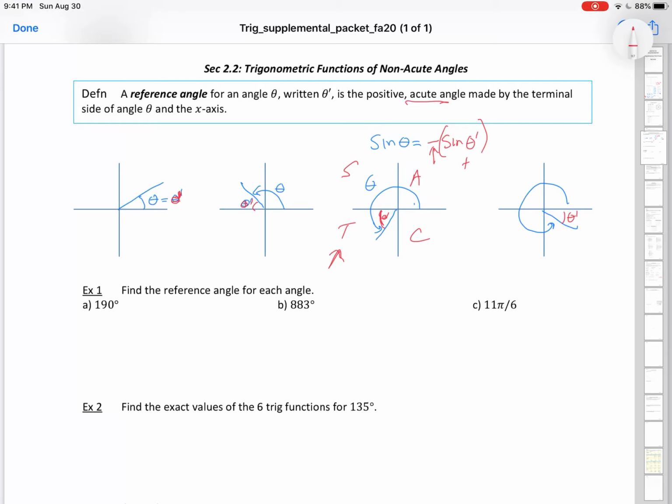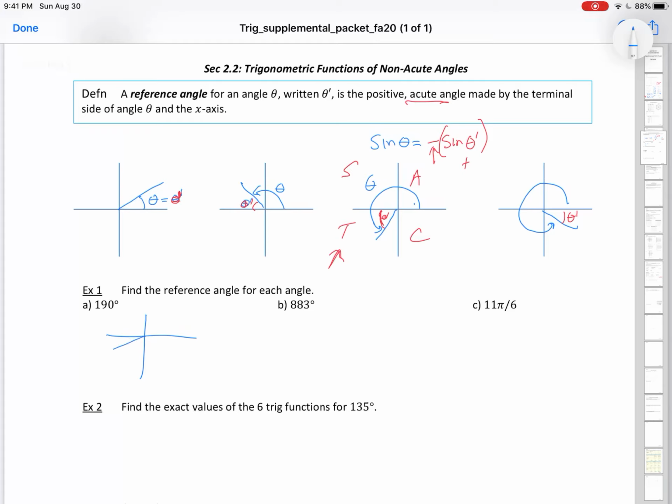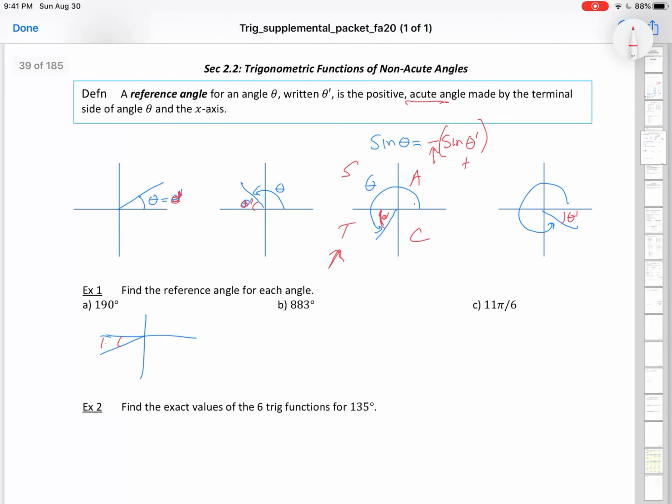So if we go and find the reference angle for each one of these down here, the 190 degrees, well, where is 190 degrees? 190 degrees is beyond 180 degrees. How far beyond? Well, however far beyond, that's our reference angle, and we're 10 degrees beyond. So the reference angle for 190 degrees is 10 degrees. I can use that to help me out. So I'll never have to memorize anything other than acute trigonometric values on acute angles.